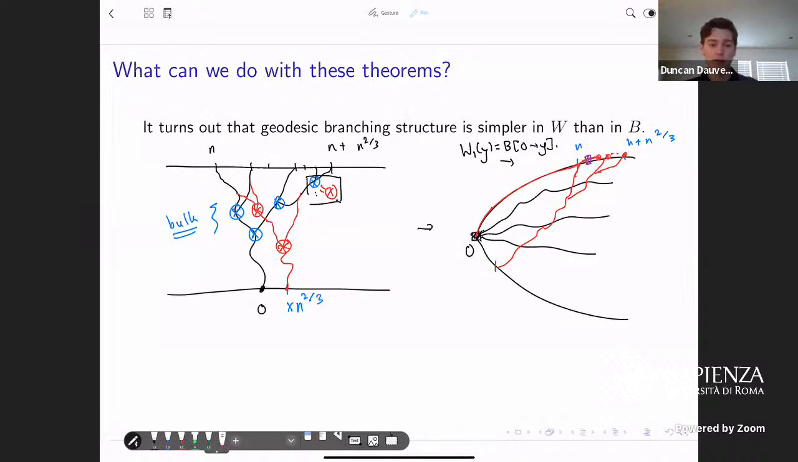But even if these branch points are different, so say you have a branch point over here and you have a branch point over here, the branch point still occurs in the top corner in the sense that it's in the top order one amount of lines here and in an order n to the 2/3 scaling window over here. So all the branching is getting compressed. And what's nice about this is now this branching structure survives when we take a limit to go to the Airy line ensemble.